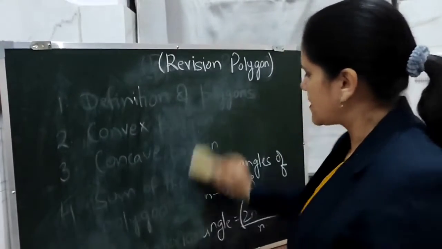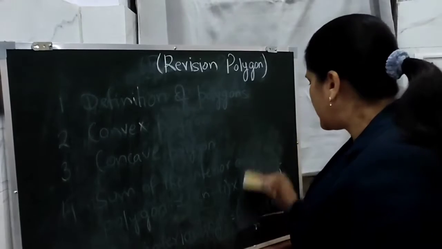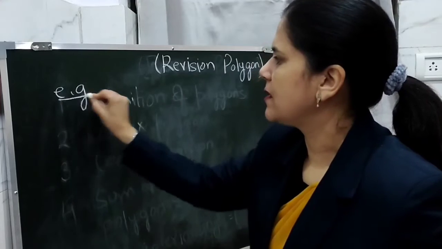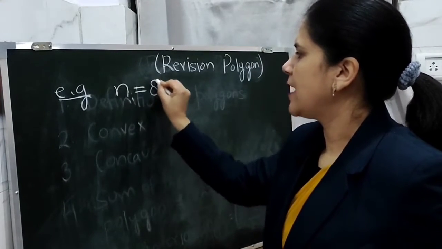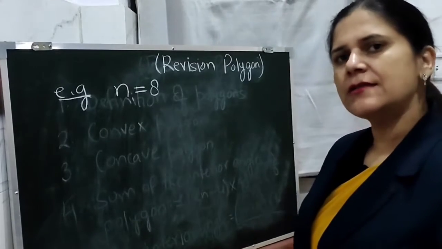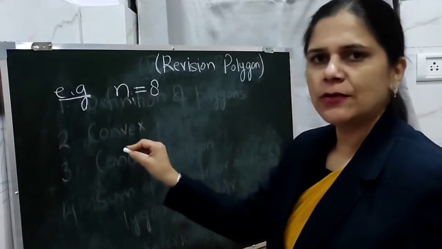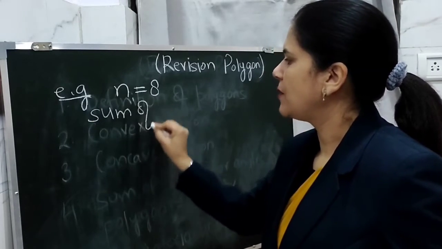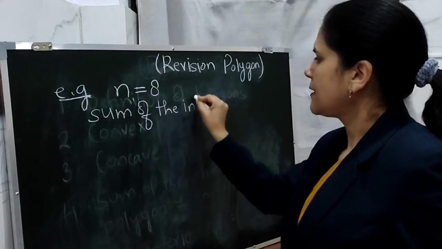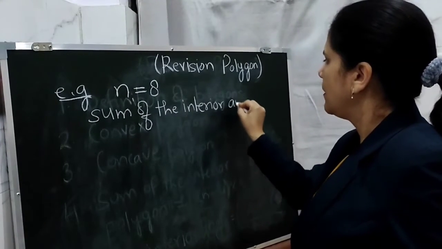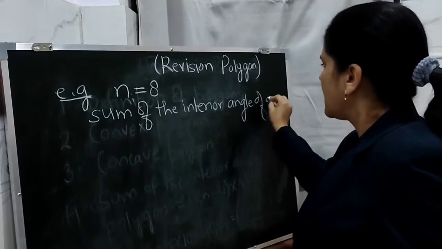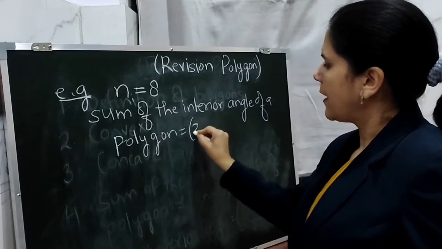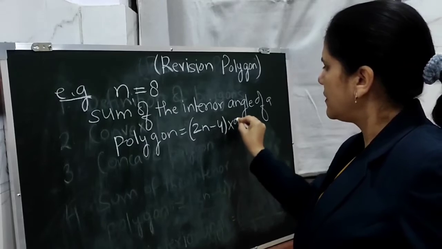First question is based on finding the sum of the interior angles of a polygon. For example, the very first question is, if n is equal to 8, that means the number of sides of the polygon is given as 8. We have to calculate the sum of the interior angles of this polygon. So what we will do, we will write out the formula. Sum of the interior angles of a polygon is equal to (2n minus 4) into 90 degree.